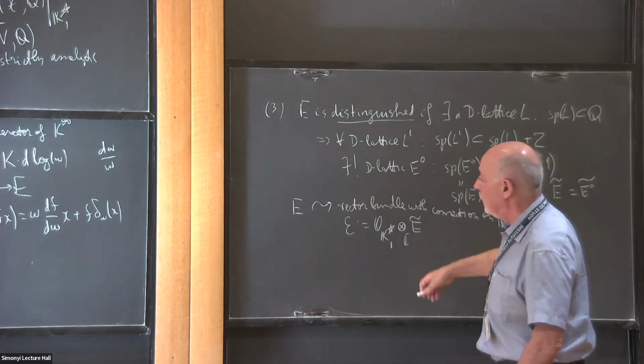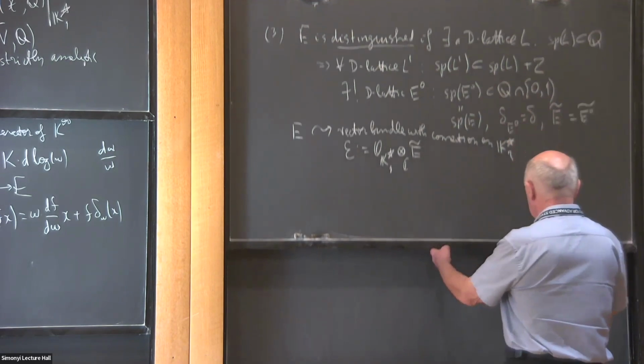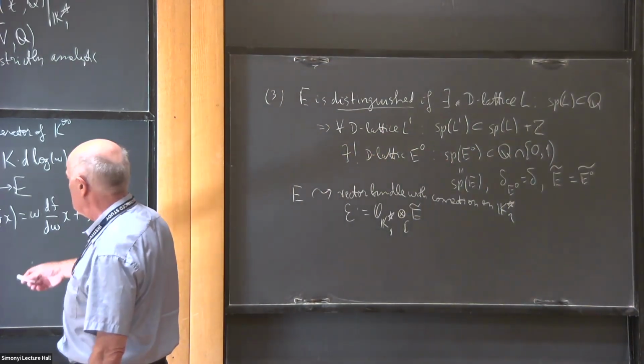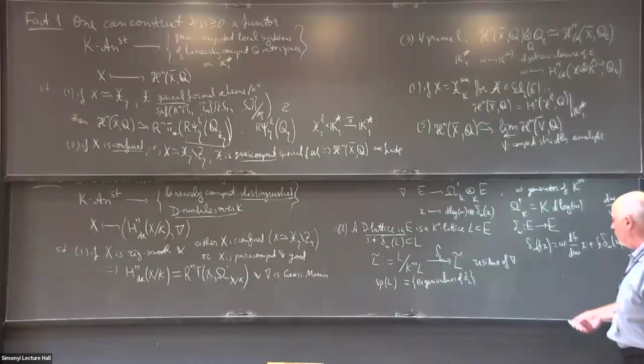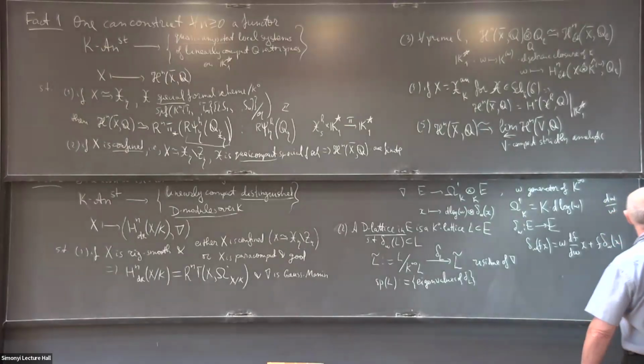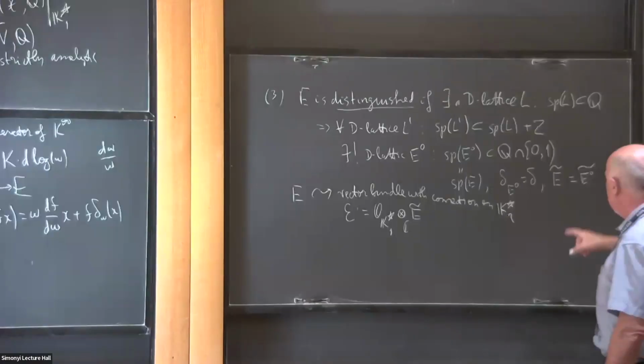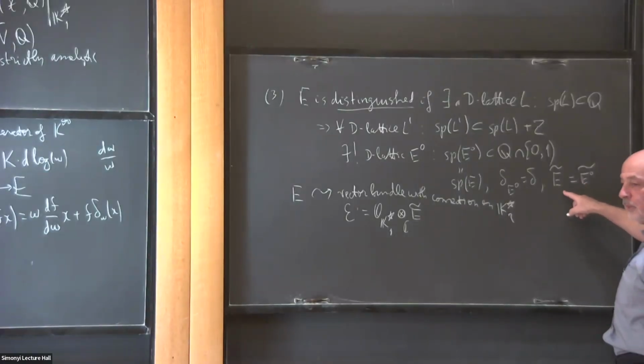It's the residue space. Where is the definition? It's here. I think it's right there. Yes, it's the residue space. It's called the residue space of E.